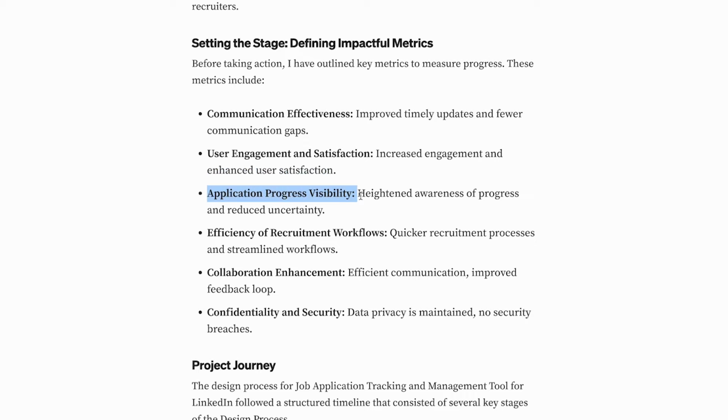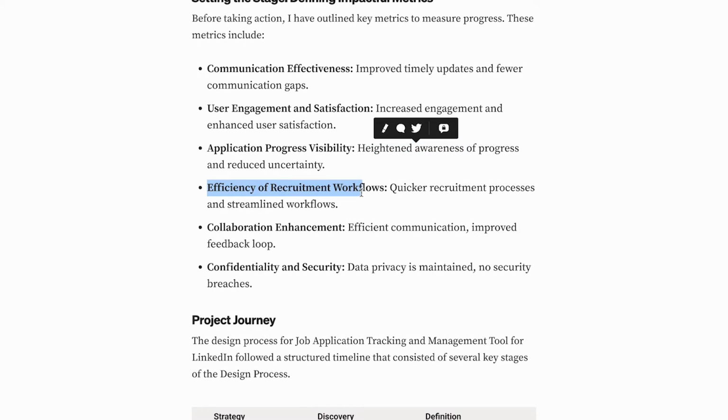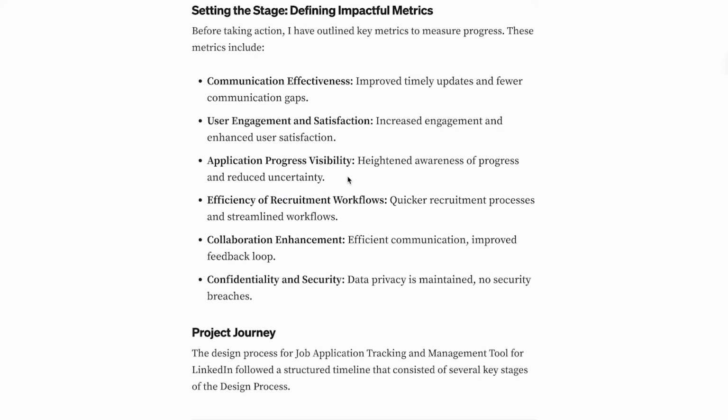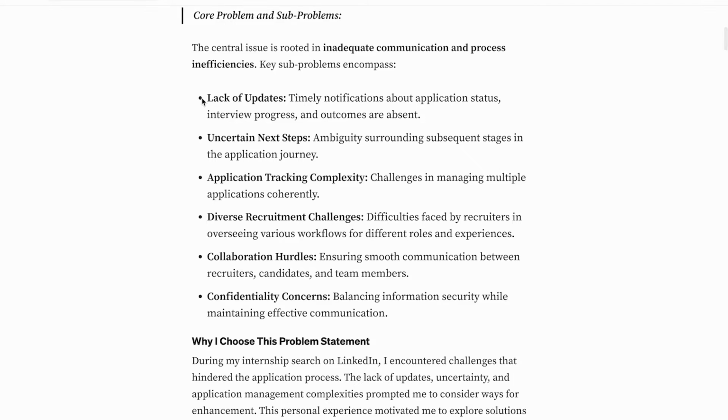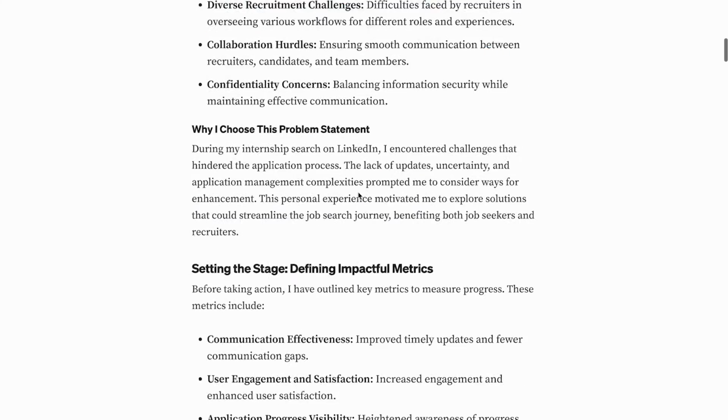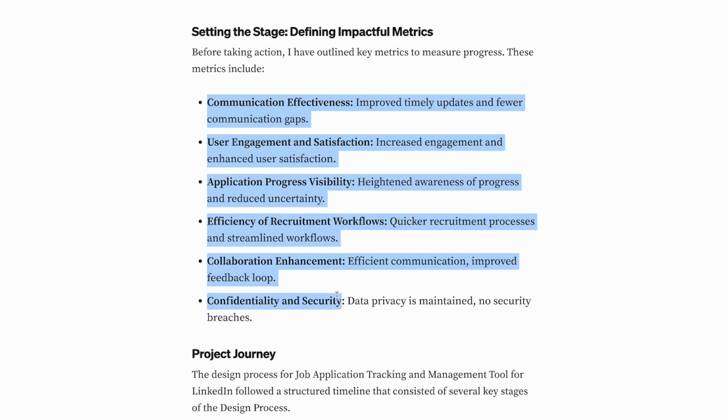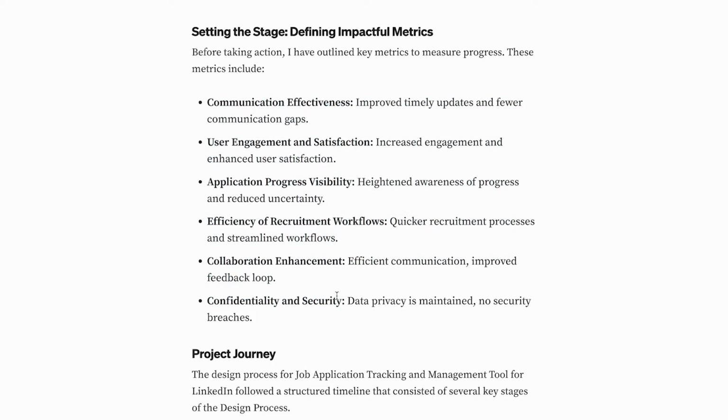Then you have application progress visibility: heightened awareness of progress and reduced uncertainty. Heightened awareness is very subjective. Again, how are you going to measure this? Efficiency of recruitment workflows. Here again, just the way there are two sets of problem statements for two sets of users, there needs to be two sets of metrics for two different types of users, or two different types of problems. Some of them can overlap, but it's important to have the differentiation. So: quicker recruitment processes and streamlined workflows.